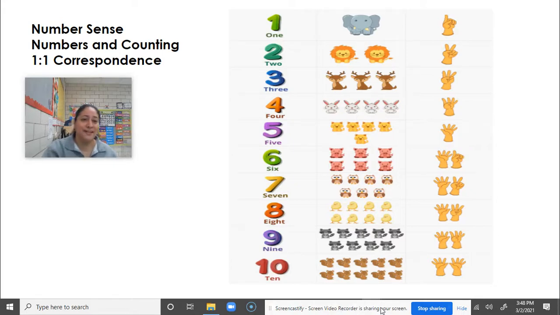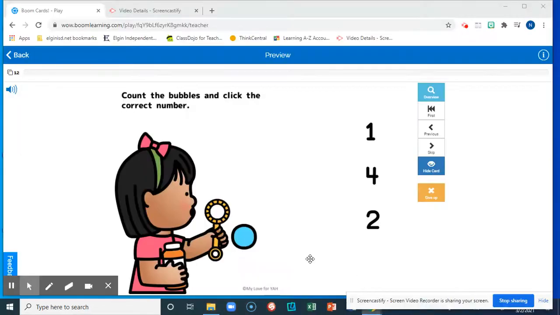So let's get started. Okay, so in today's activity, it says count the bubbles and click the correct number. So we're going to count the bubbles and then we're going to look for the correct number over here. So how many bubbles do we have? This one's pretty easy. We have 1. So which one is 1? Is it the top one, the middle one, or the bottom one? It's going to be the top one.